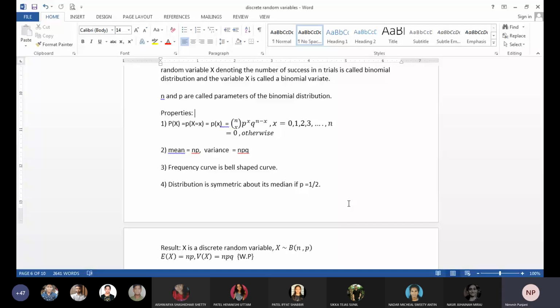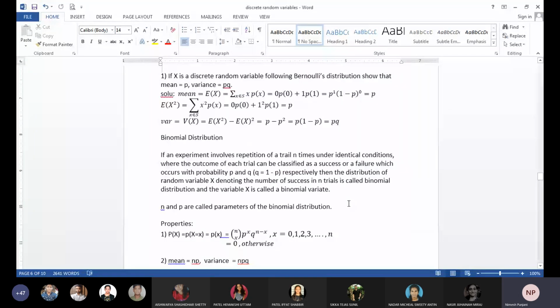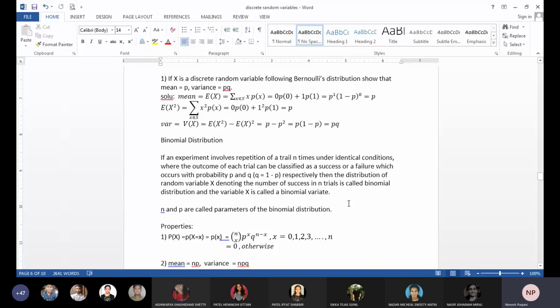You can compare with your Bernoulli distribution. See, Bernoulli का mean क्या था, P, variance क्या था, PQ. Binomial का mean आता है NP, variance आता है NPQ. What is that N? N is the number of times your Bernoulli trial, that is your experiment, is repeated. So n times repeat हुआ, तो जो तुम्हारा Bernoulli का mean और variance है उसको n से multiply करना है, बस उतना ही है.